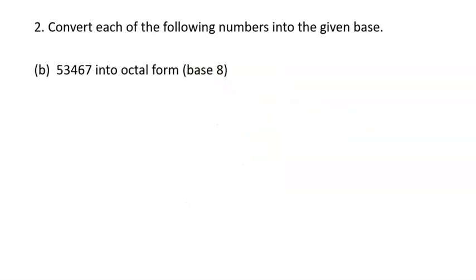The second one was converting the number 53,467 into what we called octal form, so base 8. Follows the same set of steps, similar again to the Euclidean algorithm, with that same rule. Once the quotient is 0, that's when we stop.